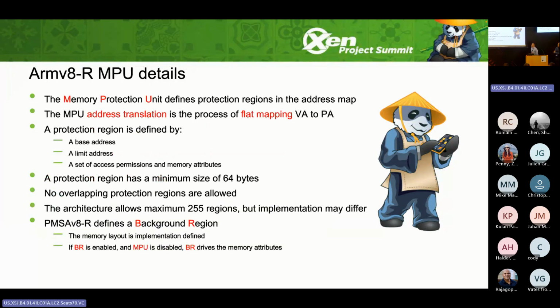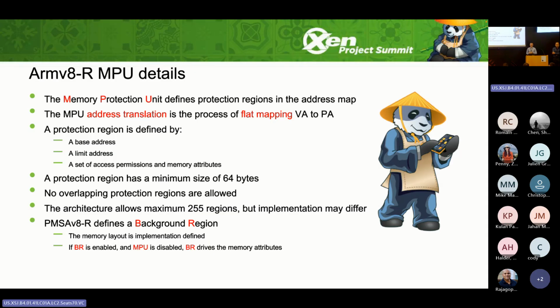So let's see the MPU in more detail. But first of all, what is an MPU? An MPU is a device used to protect the memory. And how does it do that? The MPU defines protection regions, which are basically ranges of memory that are protected across the address map. Everything that is within this range is protected. Everything else will generate a fault.